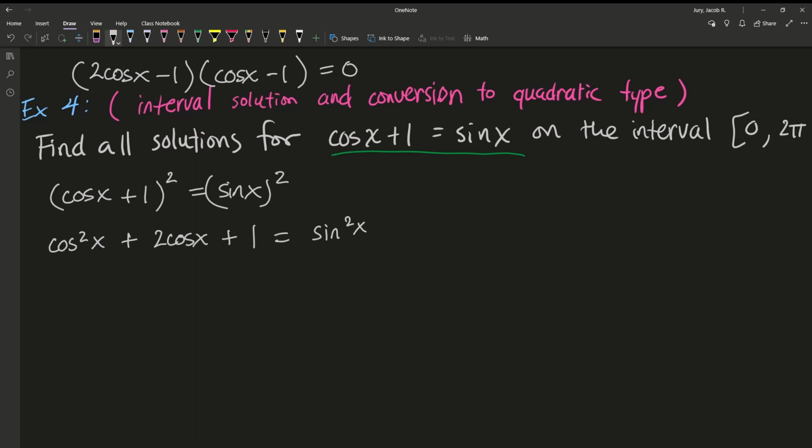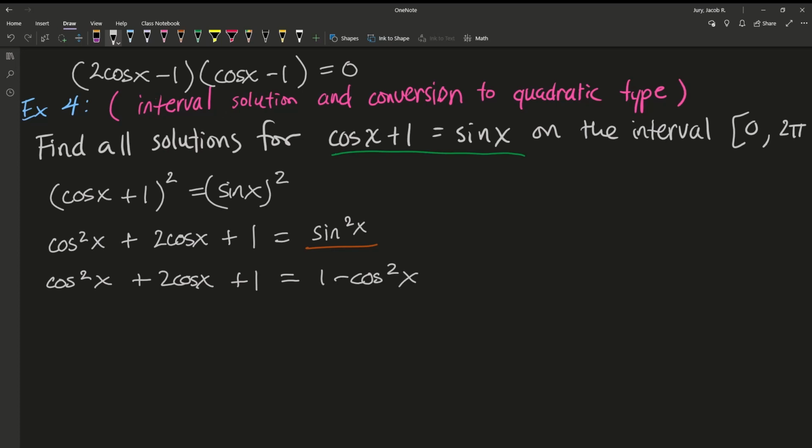So, okay, this is looking better. It looks like it would be problematic for me to change this cosine squared x into a sine squared x, or a 1 minus sine squared x, because then I'd still be left with a cosine variable that I couldn't change around. So I want to swap this sine squared x into 1 minus cosine squared x. So cosine squared x plus 2 cosine x plus 1 equals 1 minus cosine squared x.